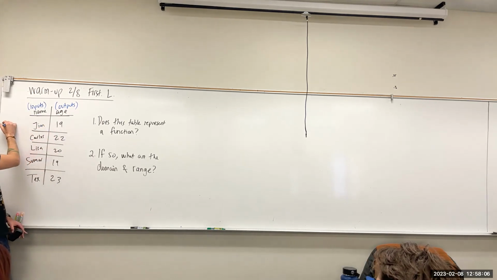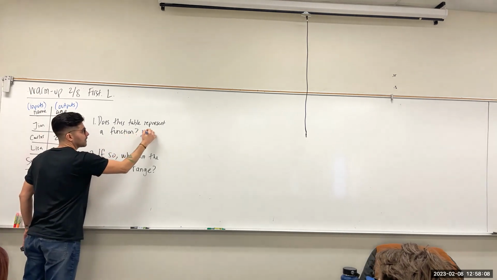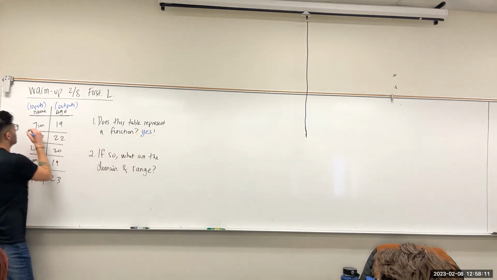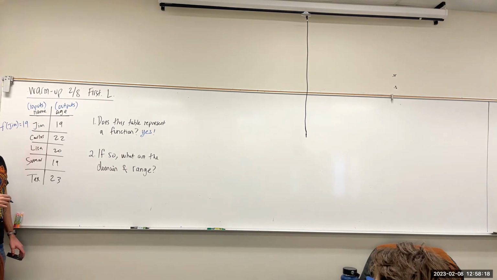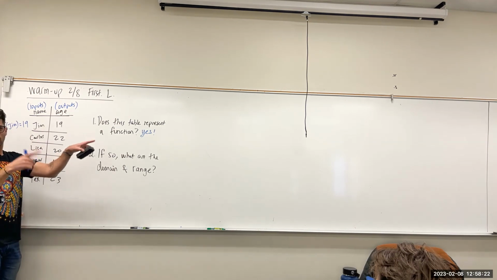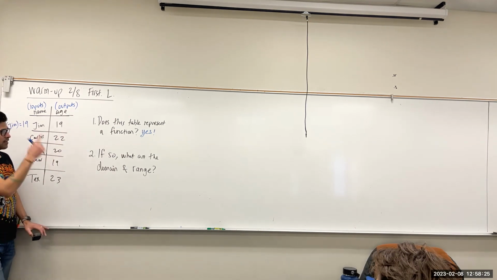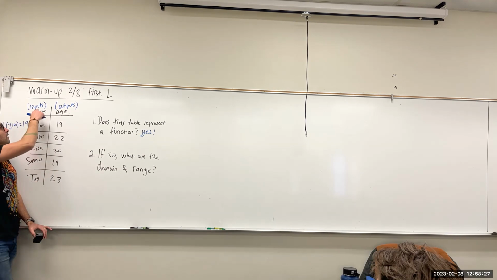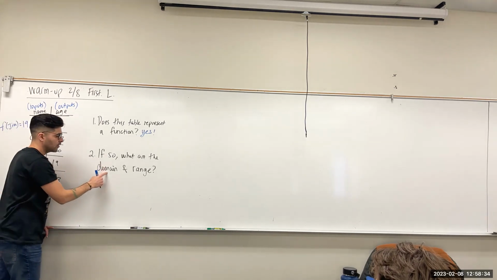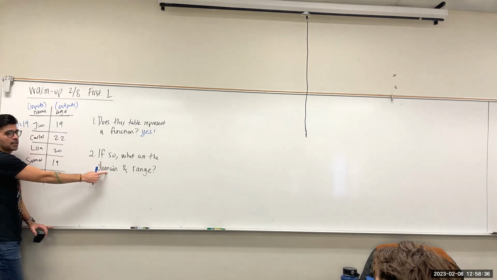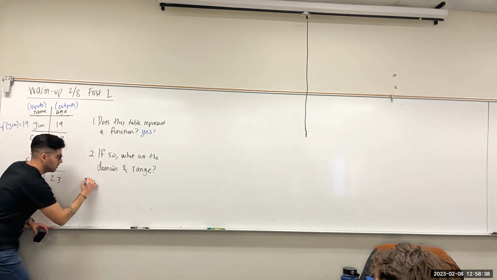So yes, you could say, if I input Jim, the output will be 19. And if it wasn't a function, then this Jim might correspond to two different ages, and that's where it gets weird. So yes, it is a function for that reason. So if these are the inputs and these are the outputs, the domain is going to correspond to what? The names. The input, exactly.